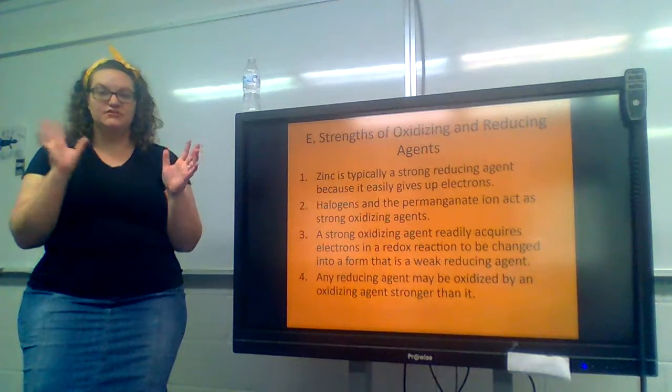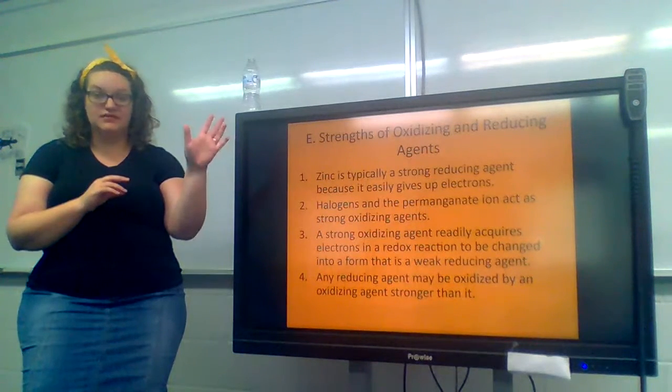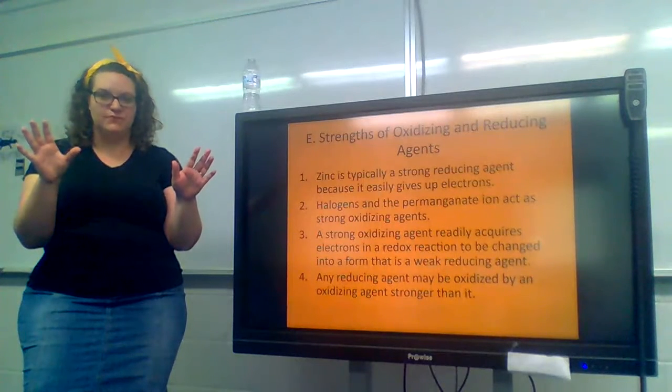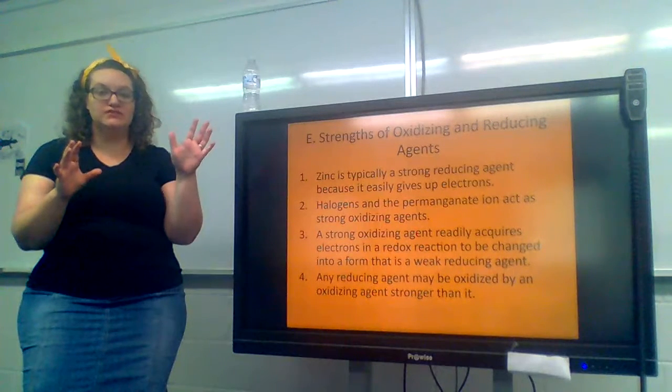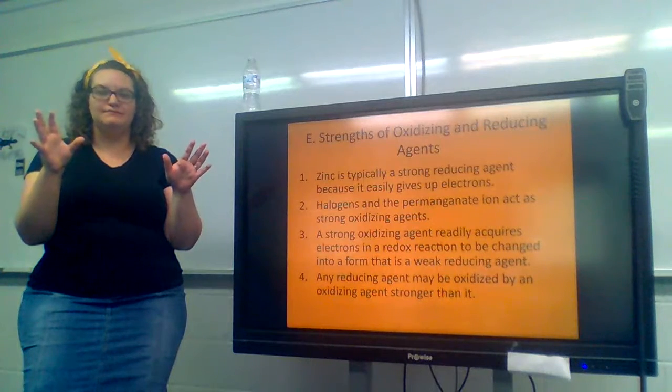Remember, oxidation, reduction, all right? Oxidation is a loss of electrons. Reduction is a gain of electrons. And if one is losing, there has to be one somewhere that's doing the gaining.